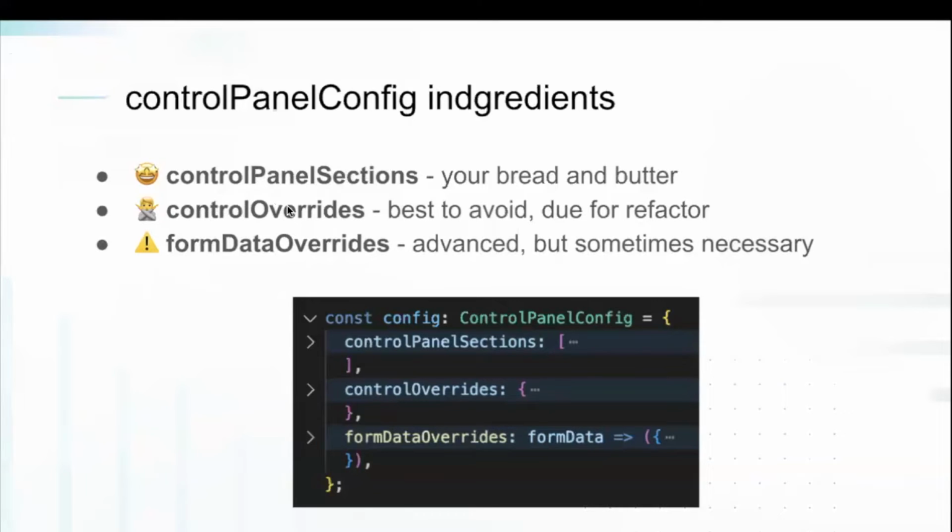There's another section that's control overrides. This is to take a control and apply different props on top of it and overwrite what it's doing. We'll probably refactor that out at some point in the future, so I would just stay away from that. And then form data overrides is a way where you can provide additional overrides to the JSON object that gets passed through as form data to the other parts of your plugin, so you can do things like customize the query or things like that.